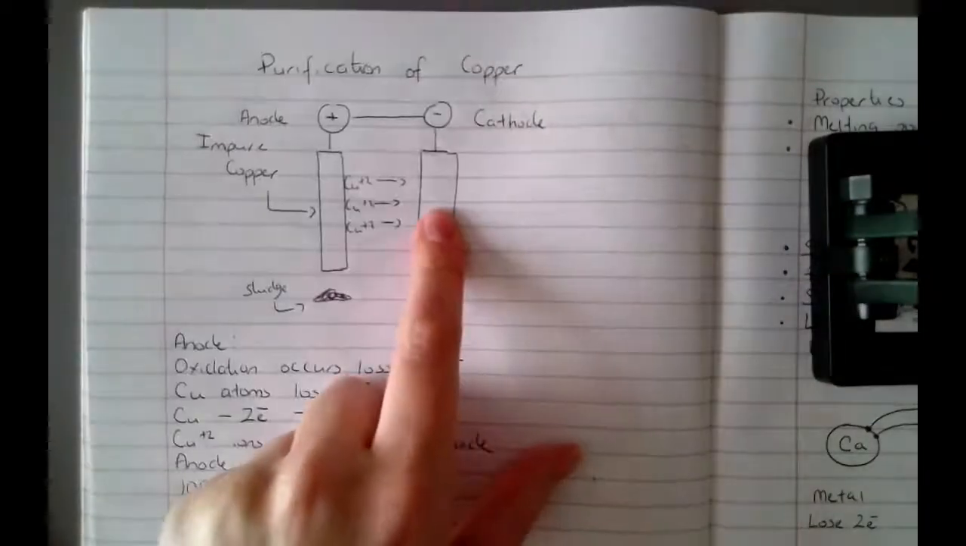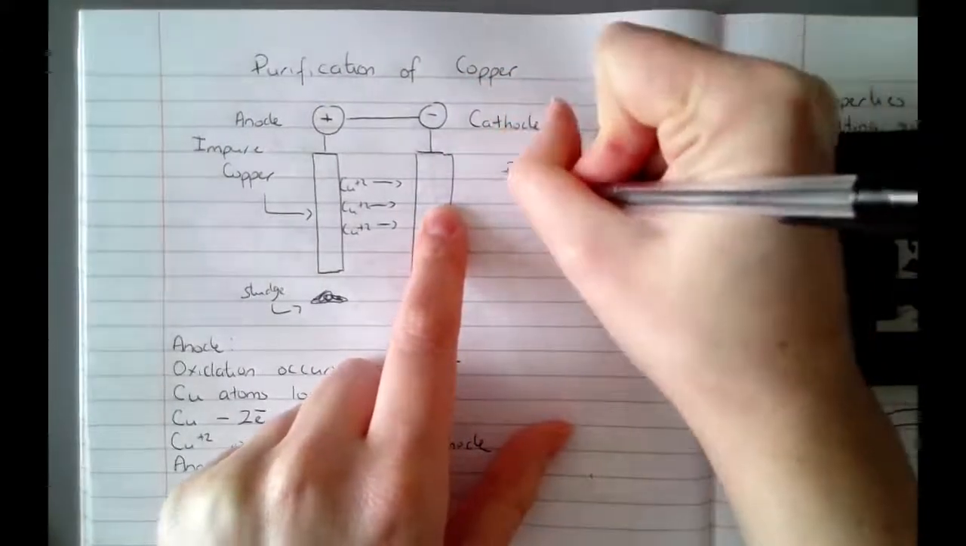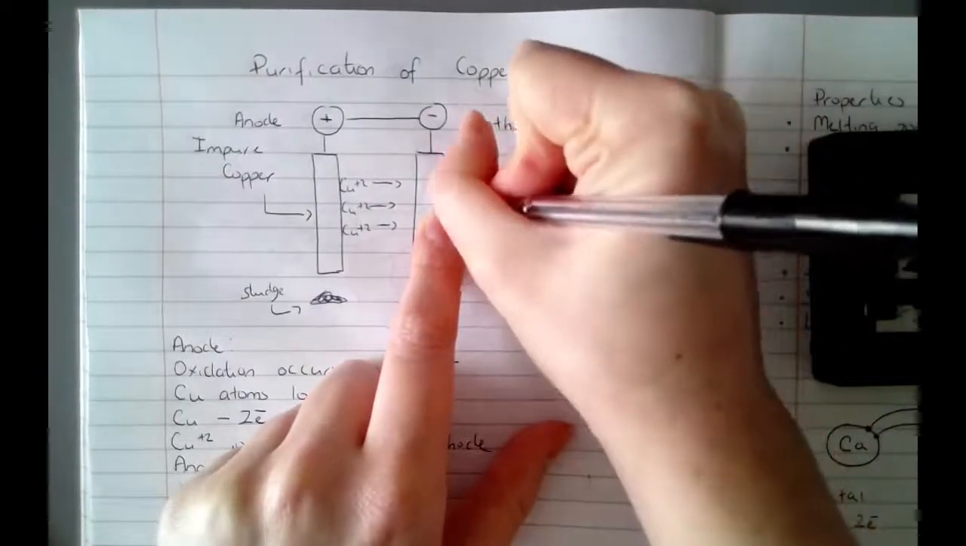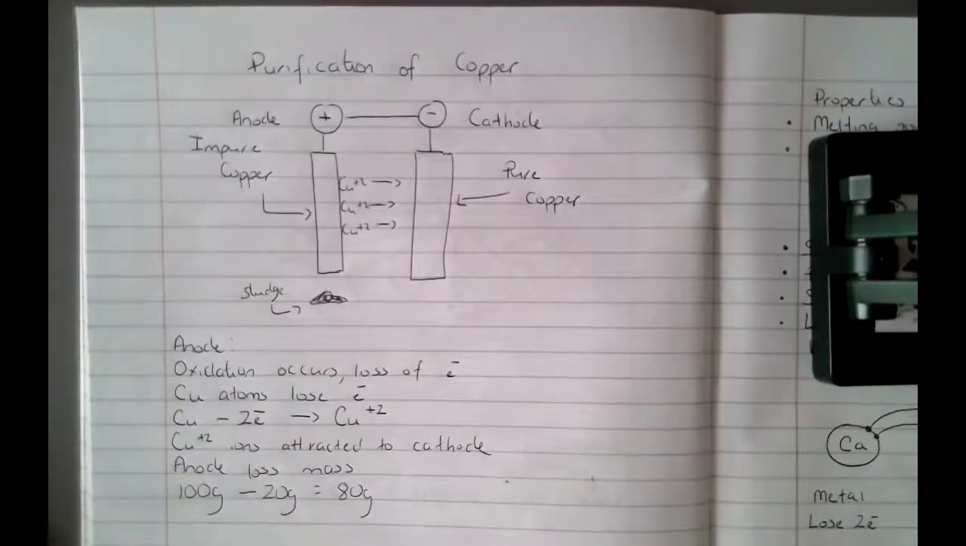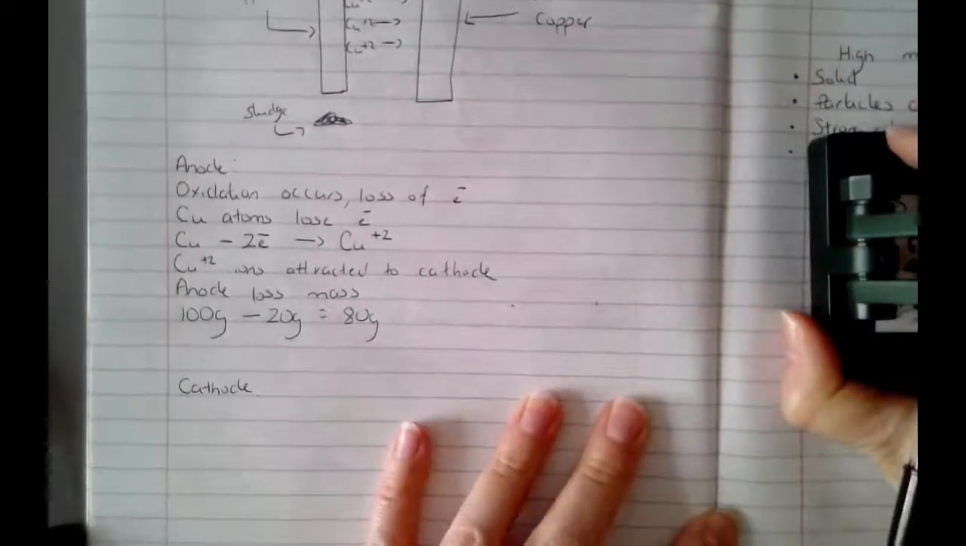So what I'm actually going to have at the cathode is just pure copper. I'm going to need to have a piece of pure copper. And then what I'm going to be doing is adding more and more copper to my piece of pure copper. So at the end of the experiment, I've got a greater mass of pure copper than what I started with.